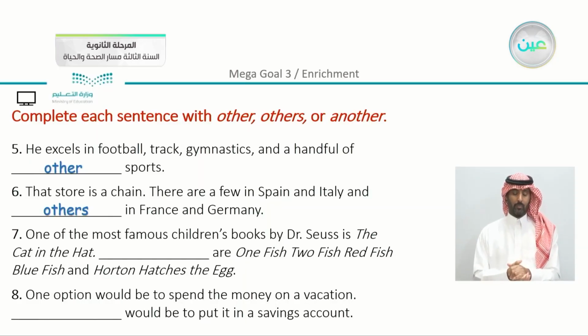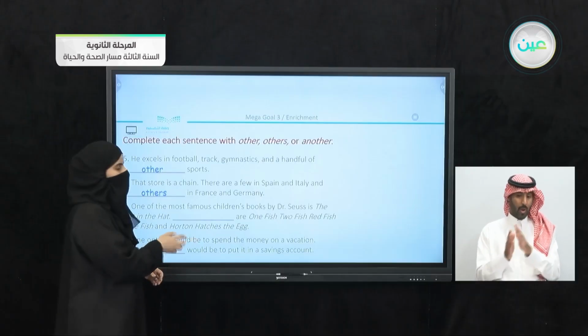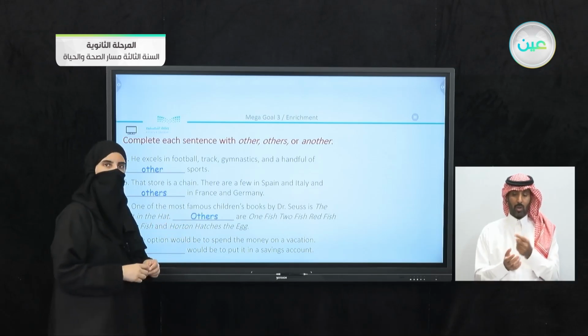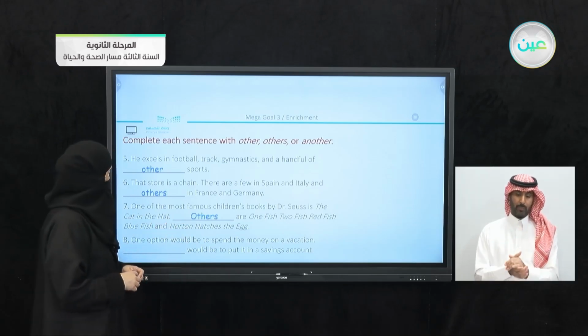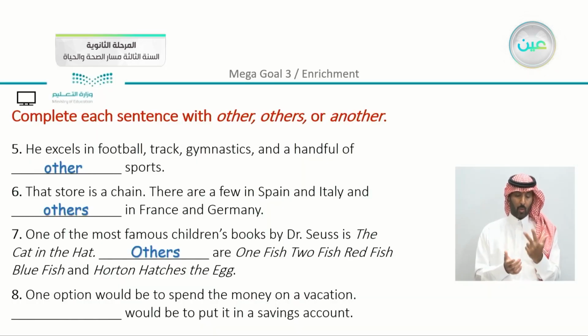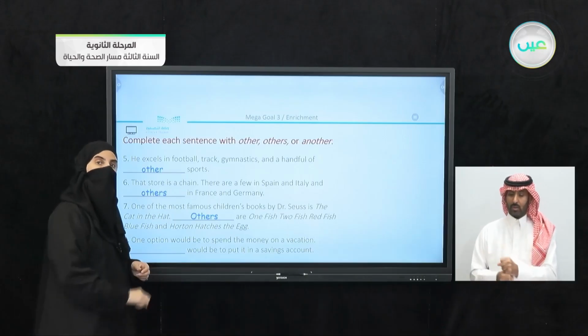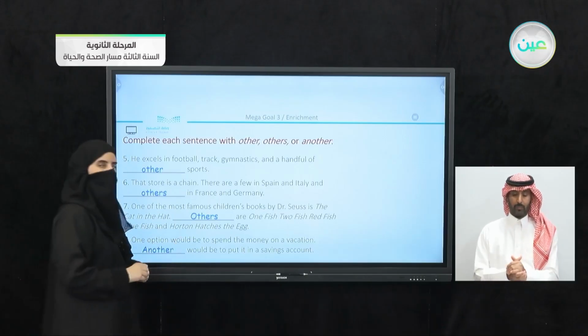Number 7: one of the most famous children's books by Dr. Seuss is The Cat in the Hat. Blank are One Fish, Two Fish, Red Fish, Blue Fish, and Horton Hatches the Egg. So we are talking about more than one book here. We can say that we have others. Number 8: one option would be to spend the money on a vacation. Blank would be to put it in a savings account. So one option, and we have another option would be.